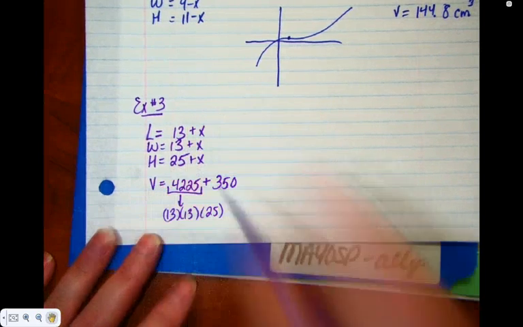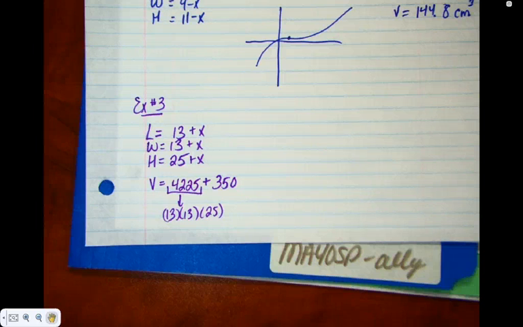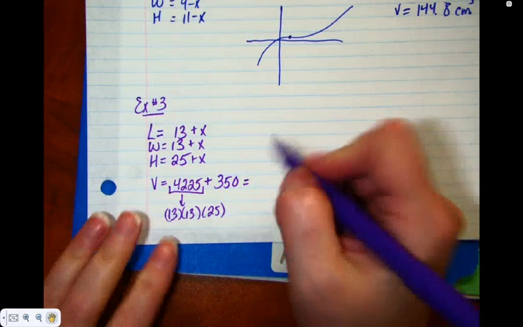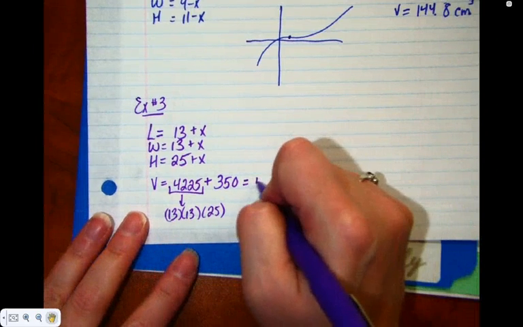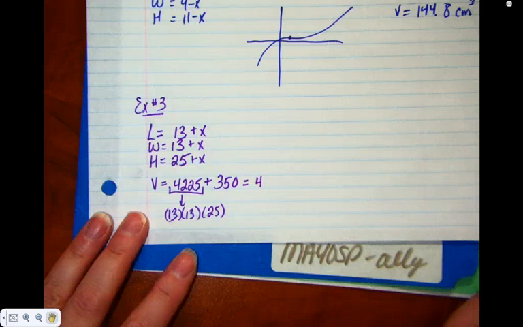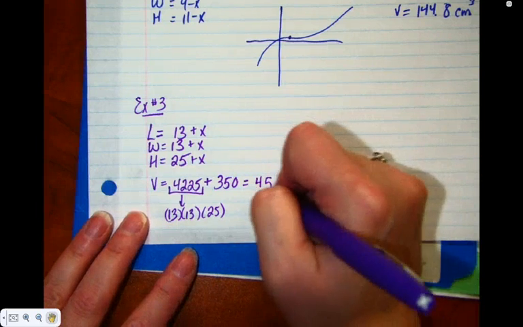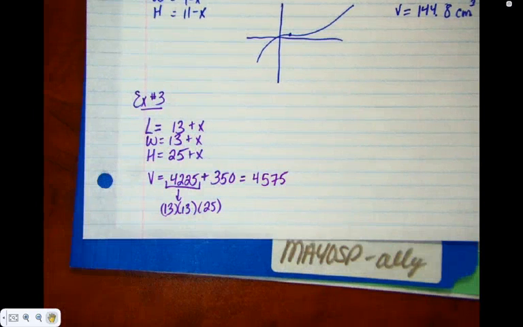Yeah, that was nice. 4225, did I copy that correctly? And so the new volume we want is how much? 4,575. Please don't grab your calculator. This is like mental math right here. It's really easy. We're good?